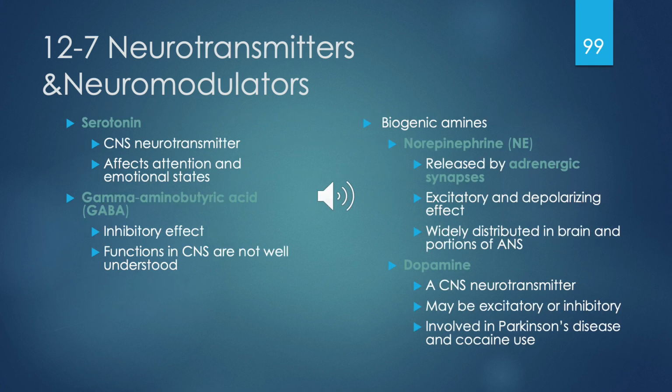Here are some biogenic amines that you're probably already familiar with. Norepinephrine is also known as noradrenaline, and is released by adrenergic synapses. It can have an excitatory and a depolarizing effect, and is widely distributed throughout the brain and portions of the autonomic nervous system. Dopamine is a central nervous system neurotransmitter, and it can be excitatory or inhibitory, and it's involved in Parkinson's disease and also has a major role in cocaine use.